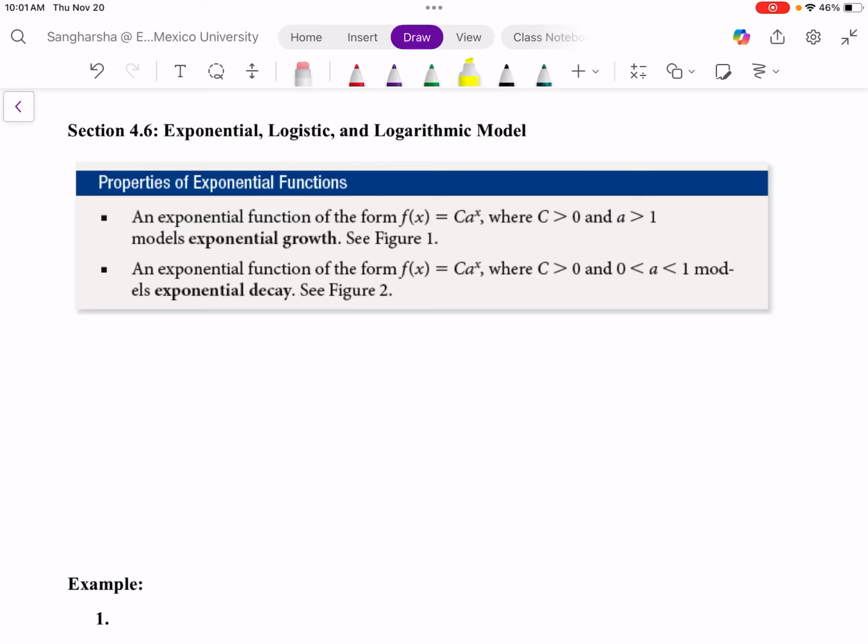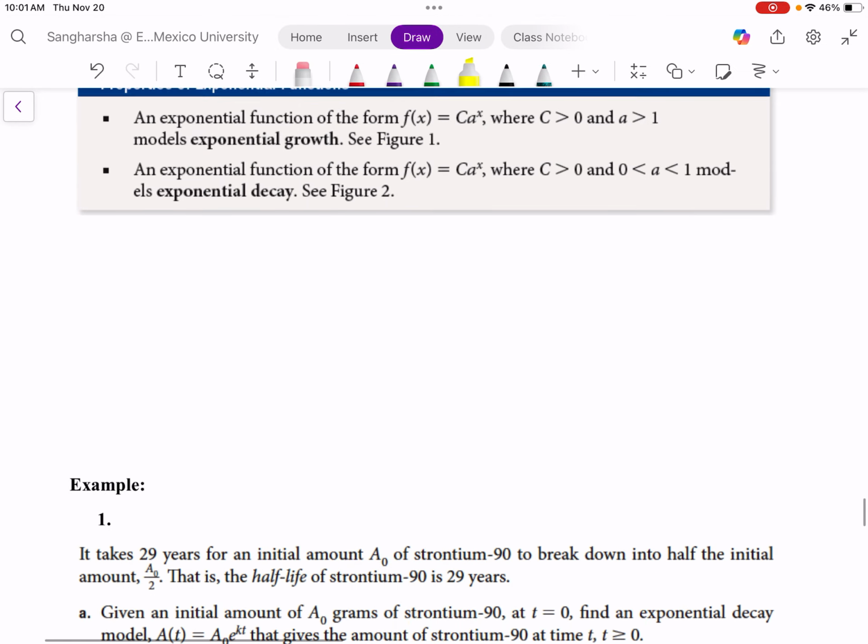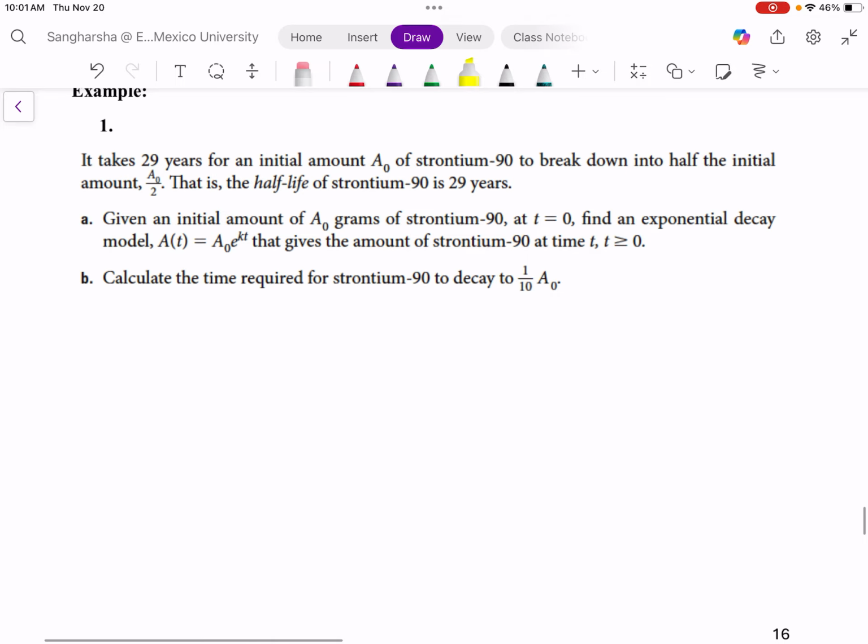In this section, we will see the exponential model, logistic model, and logarithmic model. So we will use our exponential and log functions in real life situations. Okay, so let's start with an example here.